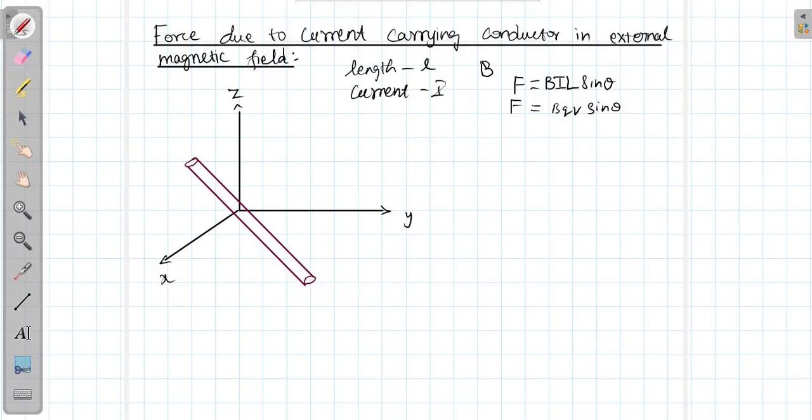The direction of current is in this direction. It means that in the opposite direction electrons are moving. We just mark the direction of the electron. So the electron is in the opposite direction. So this is the direction of the electron. It means that the drift velocity is in the opposite direction.